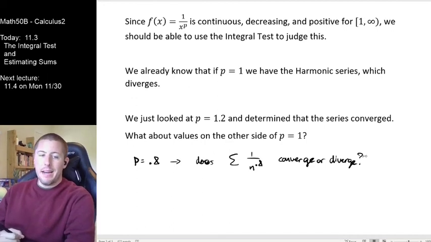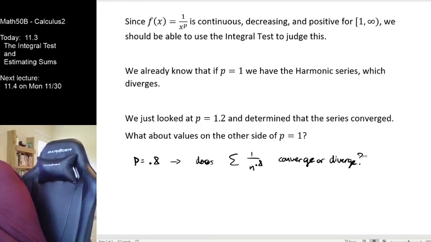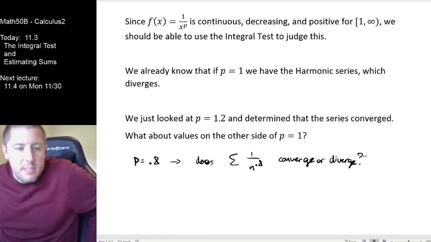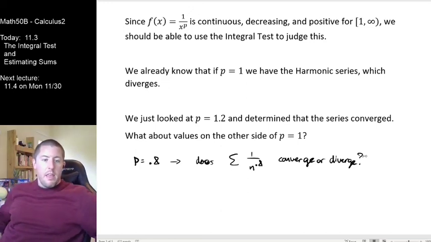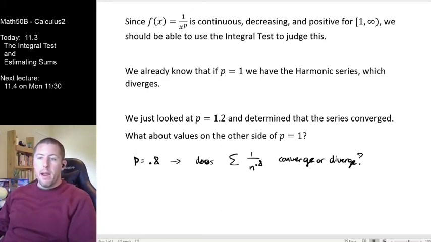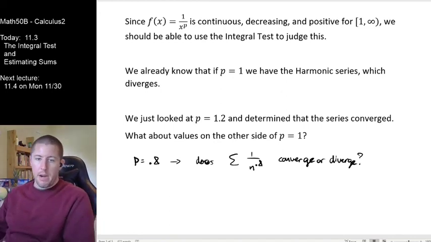Now, I'm going to tell you how I know the answer to this question already. Hold on, let me double check real quick, make sure I'm not lying to you. Yes. Our very next section in the book, section 11.4, is the comparison tests. That's going to allow us to compare between two different series. And if one converges, the other converges. If one diverges, the other diverges, as long as we make the appropriate comparison.